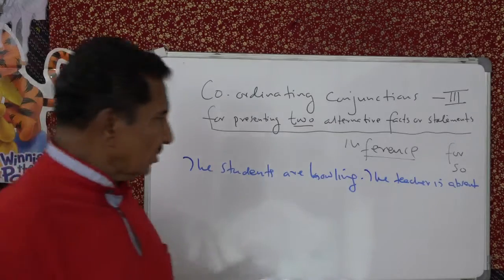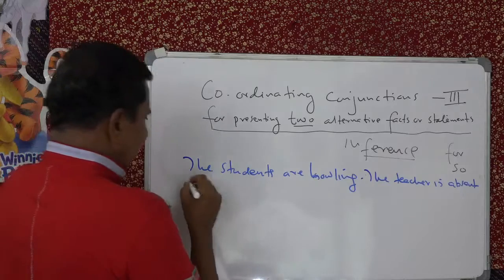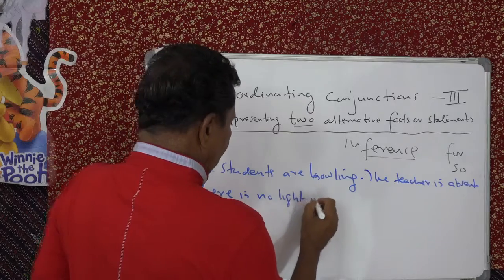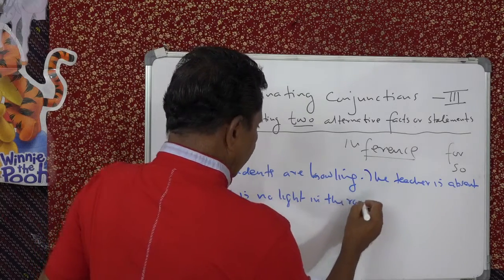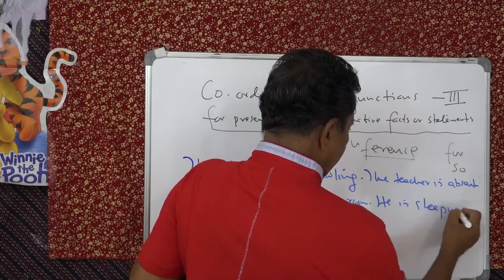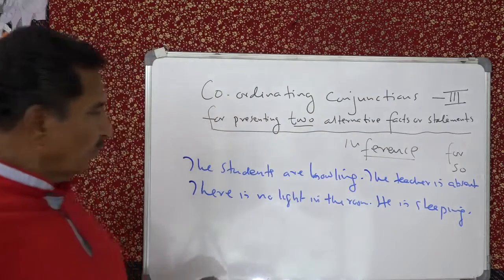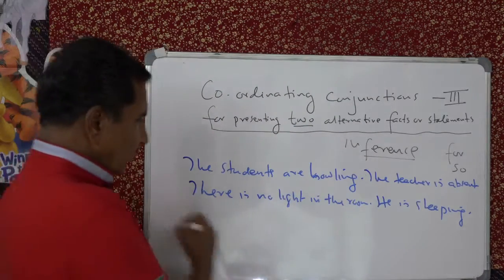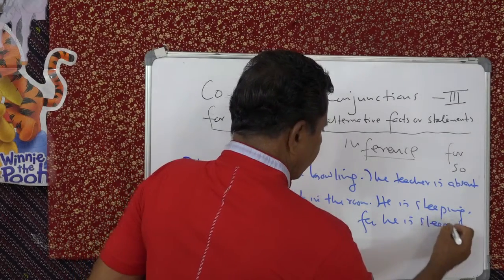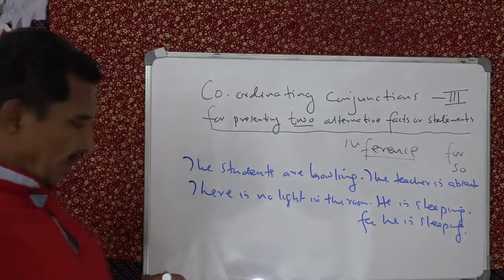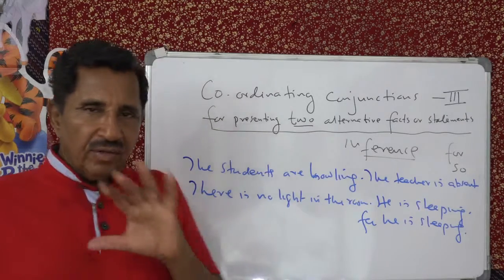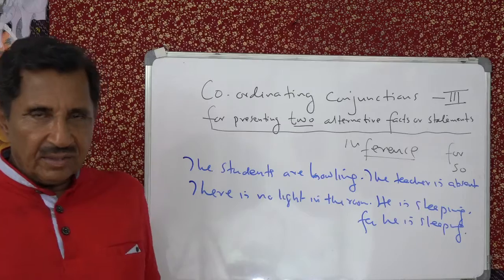Understand? And then we can also say like this: there is no light in the room. He is sleeping. You can say, there is no light in the room, for he is sleeping. You can also say, there is no light in the room, so he is sleeping. For and so. These are used for a reasonable guess. Understand that?